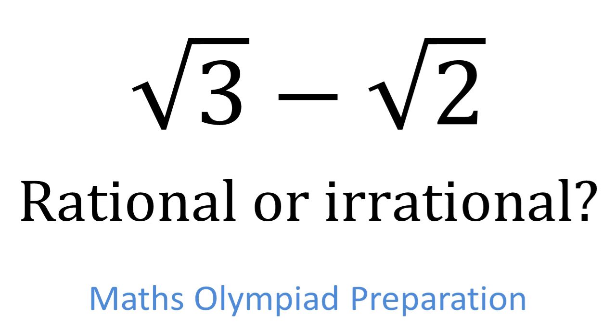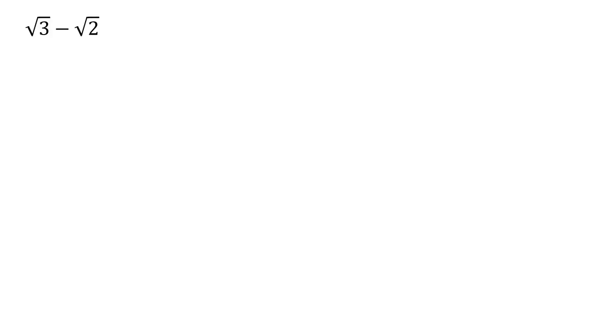In this video, we're going to look at whether root 3 minus root 2 is rational or irrational. So we've got our root 3 minus root 2. If we set this equal to x, we can now do some rearranging. So we're going to add root 2 to both sides to give x plus root 2 equals root 3.